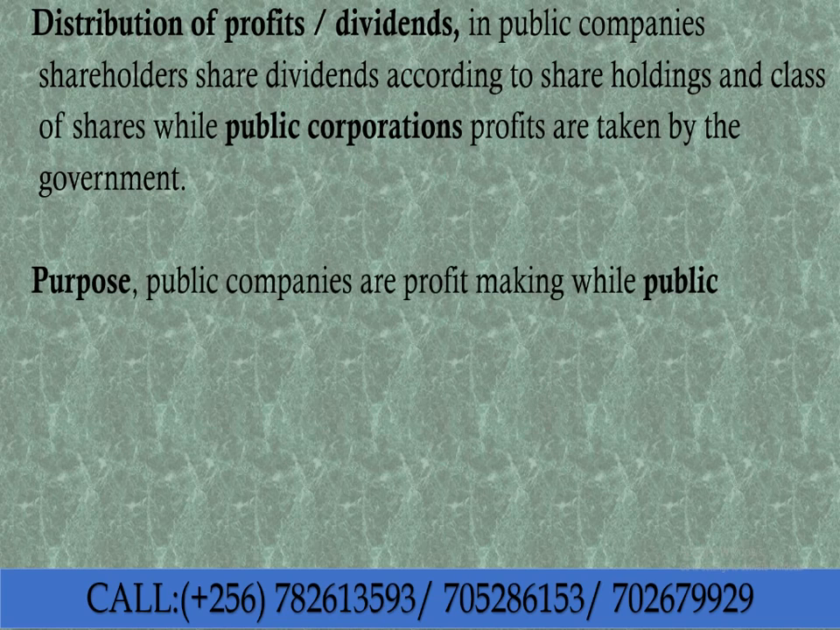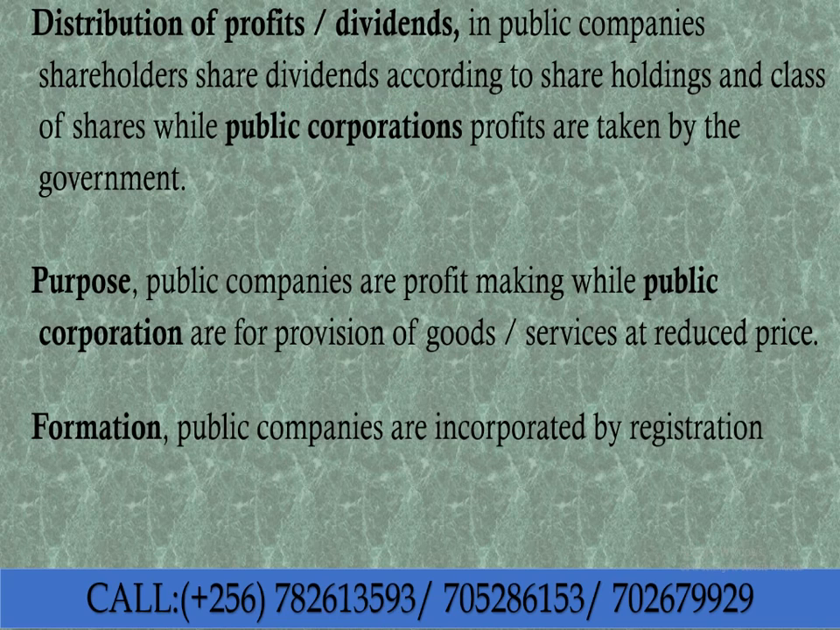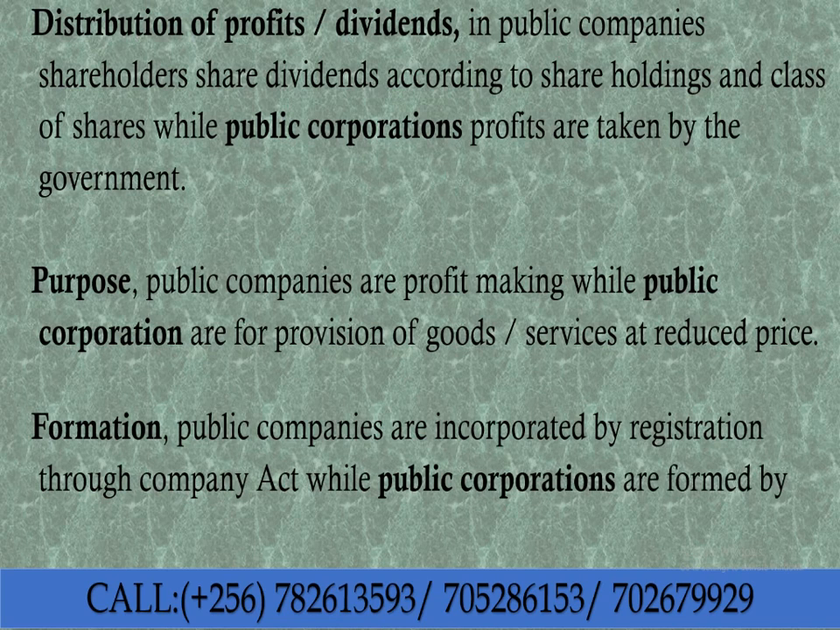The purpose of public companies is profit making, while for public corporations, their purpose is provision of goods and services at reduced prices, just to favor that common person who can't pay expensively. Then formation: public companies are incorporated by registration through the Company Act, whereas public corporations are formed by an Act of Parliament.